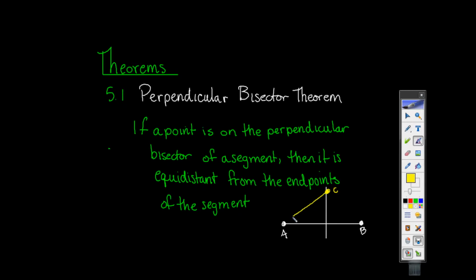And this distance and this distance, they're equal. So this distance is the same as that distance. Basically what it does is it creates an isosceles triangle. And since this is a perpendicular bisector, we know that these two lengths were already the same.